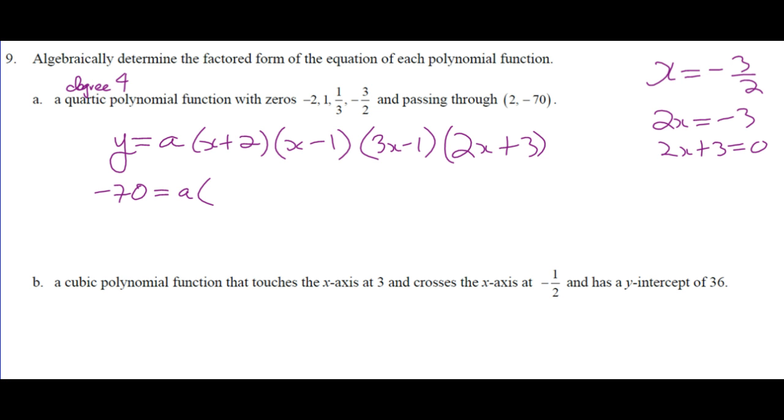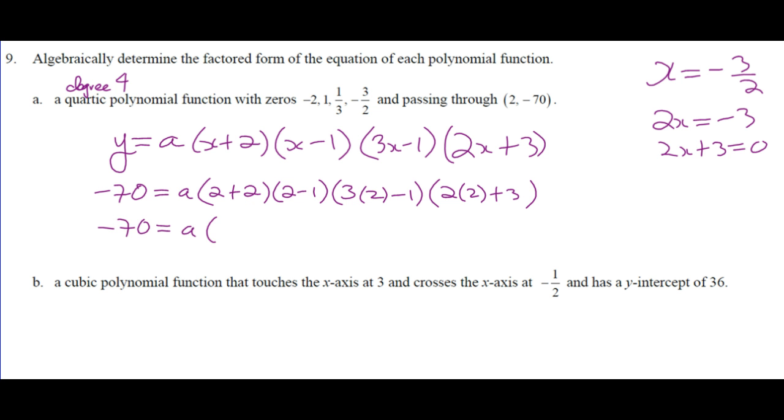And what am I going to write now? Substitute 2 in for x, right? 2 plus 2. 2 minus 1. 3 times 2 minus 1. 2 times 2 plus 3. Okay, so negative 70 is equal to a. So we got a 4 and a 1 and a what?